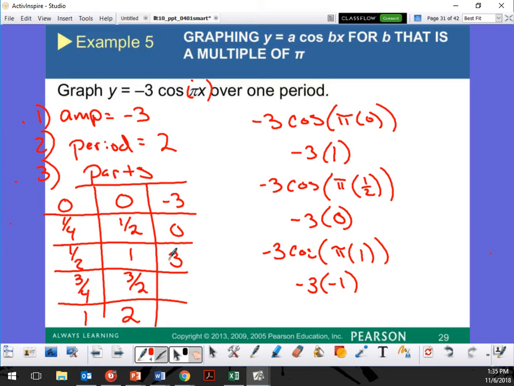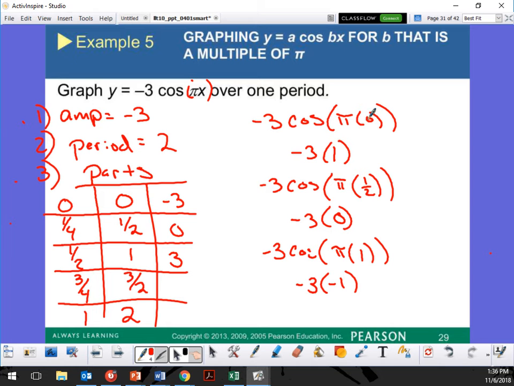Okay, so now put your finger on pi over 2. Cosine is my x value, right? So look at the x value at pi over 2. Right here? Oh, this one here? Okay, so 0 times pi, so anything times 0 is 0.